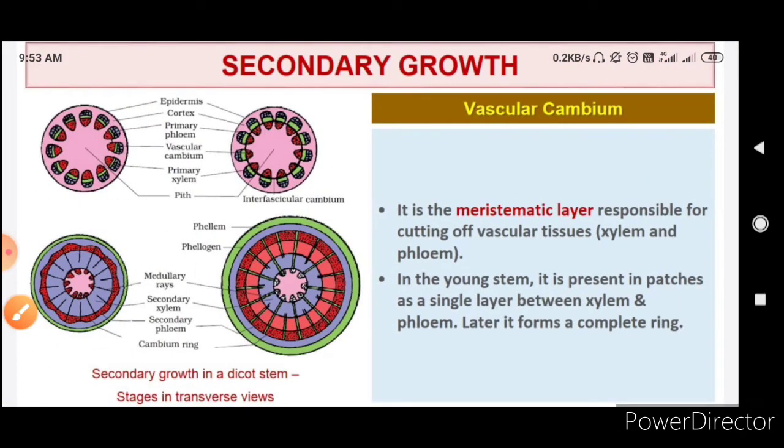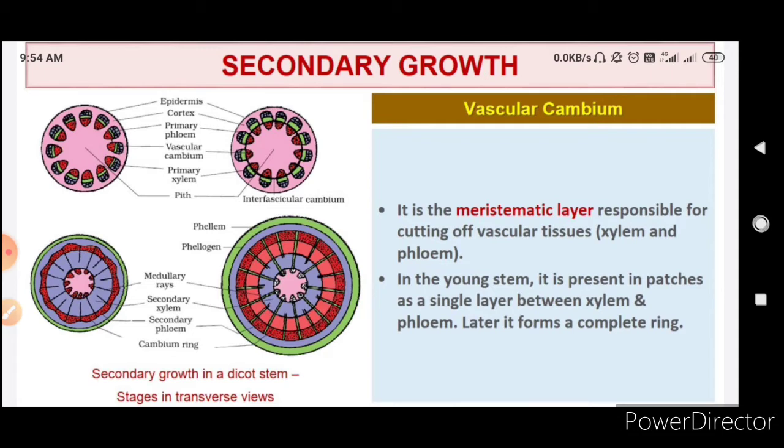When we come to the vascular cambium, it is the meristematic layer responsible for cutting off vascular tissues, that is xylem and phloem. In the young stems, it is present in patches as a single layer between xylem and phloem. Later it forms a complete ring. What do you understand by meristematic layer? That this layer will be capable of cell division and is responsible for cutting off the vascular tissues. It will be present between the xylem and the phloem.